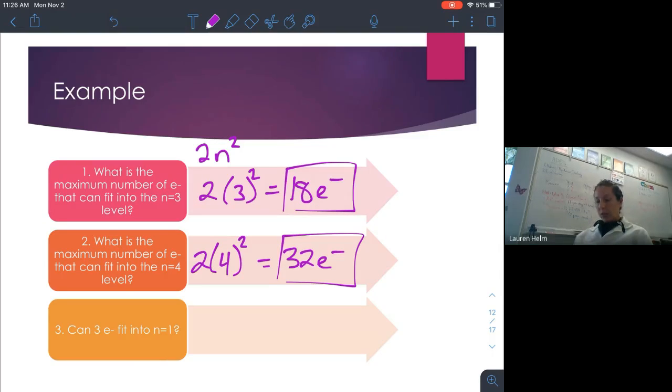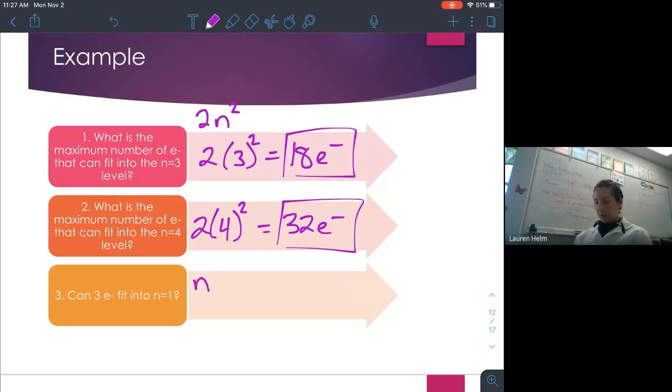So, last question, can 3 electrons fit on the first energy level? Our answer is no. How do we know? First, we can check 2 times 1 squared equals 2. Also, we can think about on the first energy level, we have just the s sublevel, which has 1 orbital, and an orbital can hold 2 electrons. So there's no way to fit a third electron into the s sublevel on the first principal energy level.